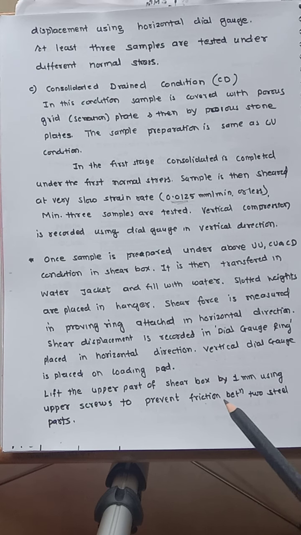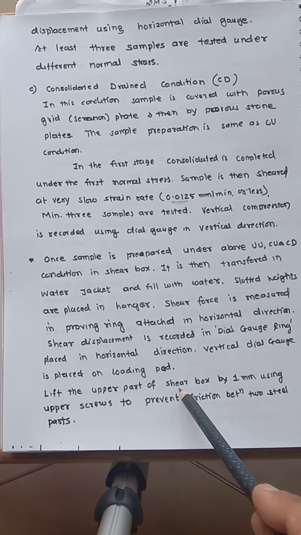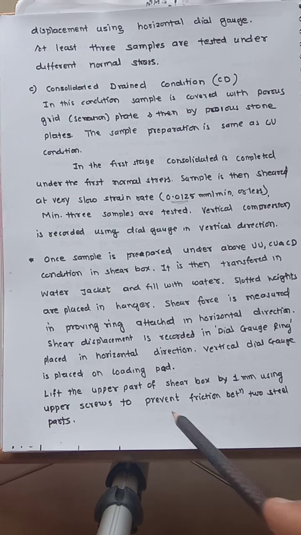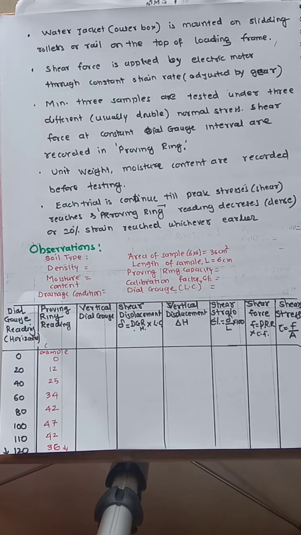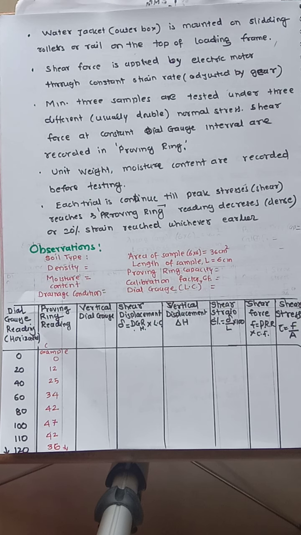Before you start any trial, after the sample is assembled, the upper part of the shear box is lifted by 1 mm. There is a screw to lift it, just to prevent friction between the two metal parts, so that a failure plane passes through them. Then the entire setup is mounted on rollers, because the box moves and less friction is expected.